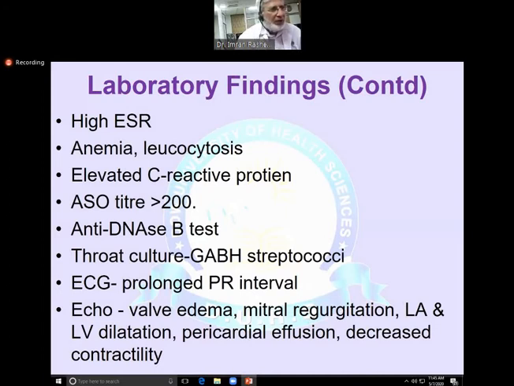So the laboratory findings in patients with rheumatic fever, I repeat once again: the ESR will be raised, there will be anemia, there will be leukocytosis, C-reactive protein will be elevated, ASO titer will be elevated, anti-DNase B test will be positive. If you do the throat culture, you may get a growth of group A beta hemolytic streptococci. If you do the ECG, you can get the prolonged PR interval, and if you do the echo, that will tell you about the condition of the heart.